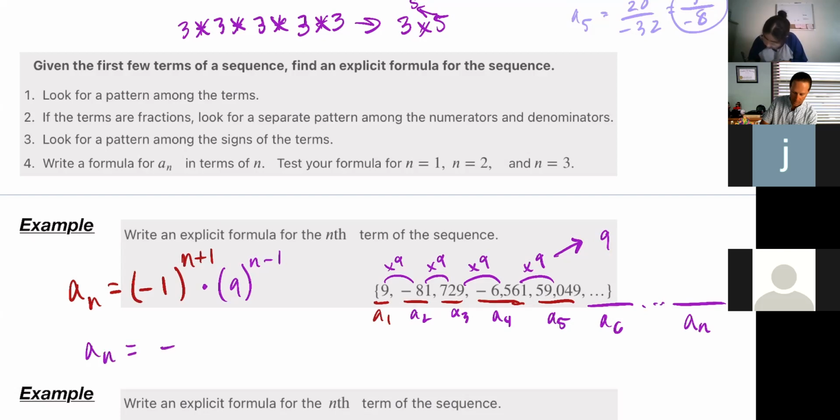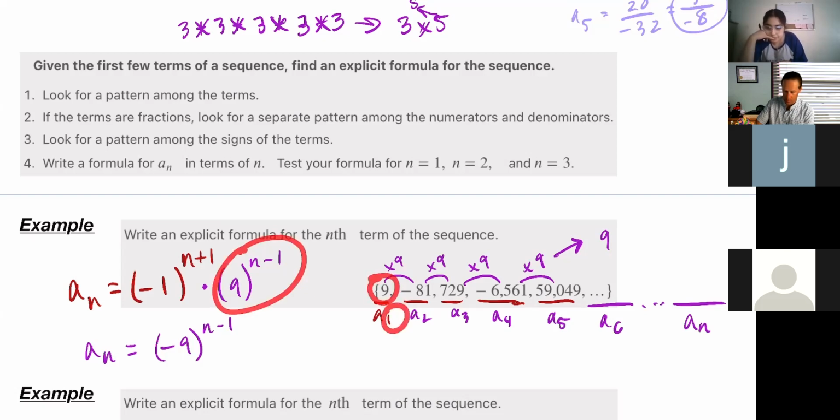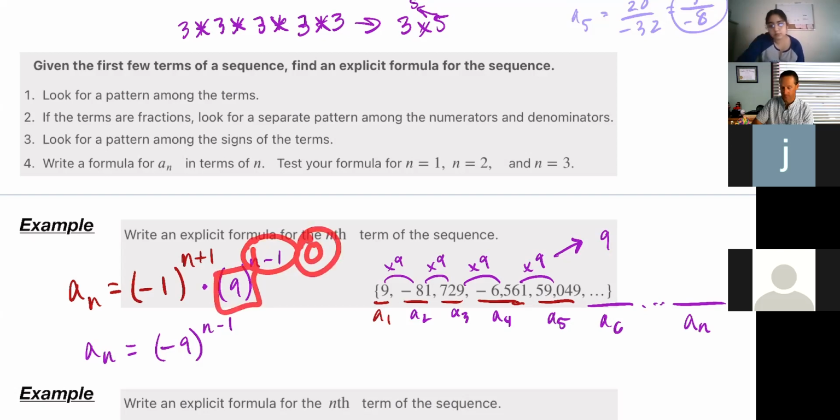In other words, would this work? We'd have to plug it in and see, right? And let's check. Will this give me the first thing that I want if I put in a 1 there? Well, what do I get when I put in a 1 minus 1? And what is anything to the 0 power? One. That's no good. I need it to be a 9.